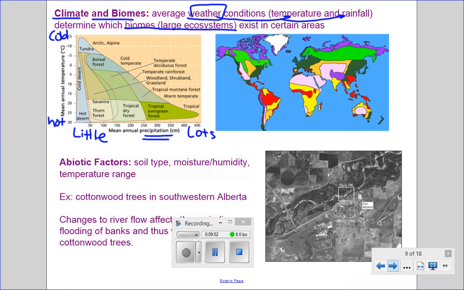Now, the map that's on the right is trying to illustrate to you how these ecosystems would be laid out over the planet. So for example, you might all be aware that in the northern parts, that is where you find tundra. You might be aware that near the equator, in these gray spots, is where you find a desert.